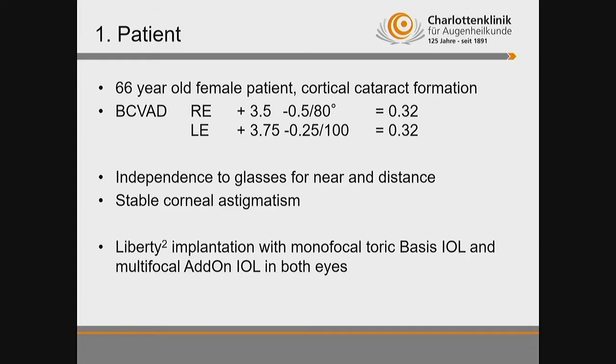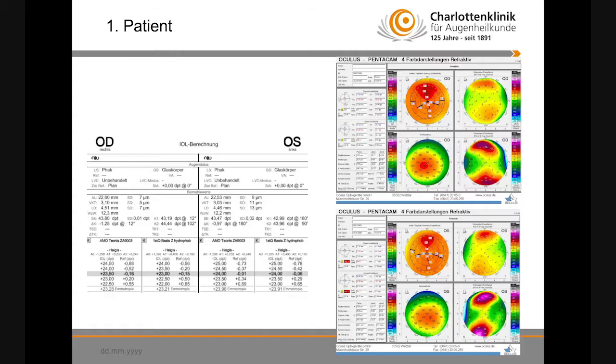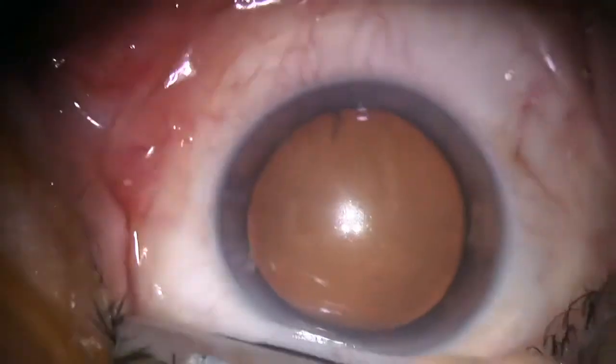Our first patient, and I thank you very much for your patience, is a 66-year-old female patient with cortical cataract formation, a visual acuity of 0.3 on both eyes, slightly hyperopic, with, as you can see here, more corneal astigmatism than it should be when we look to the glasses. So we decided to use a toric monofocal IOL as a basic IOL in the endocapsular bag, and a multifocal add-on on top of it.